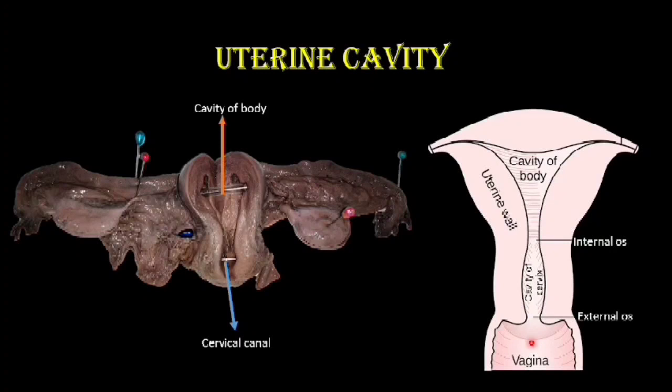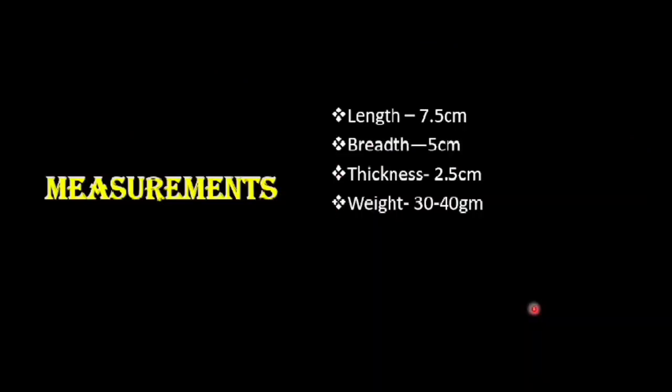It measures about 7.5 cm in length. That means the fundus and the body together are 5 cm long, whereas the cervix is 2.5 cm long. The breadth is 5 cm, the thickness is 2.5 cm and the weight is 30 to 40 grams. The body is twice as long as the cervix in adults, whereas the cervix is twice as long as the body in children.